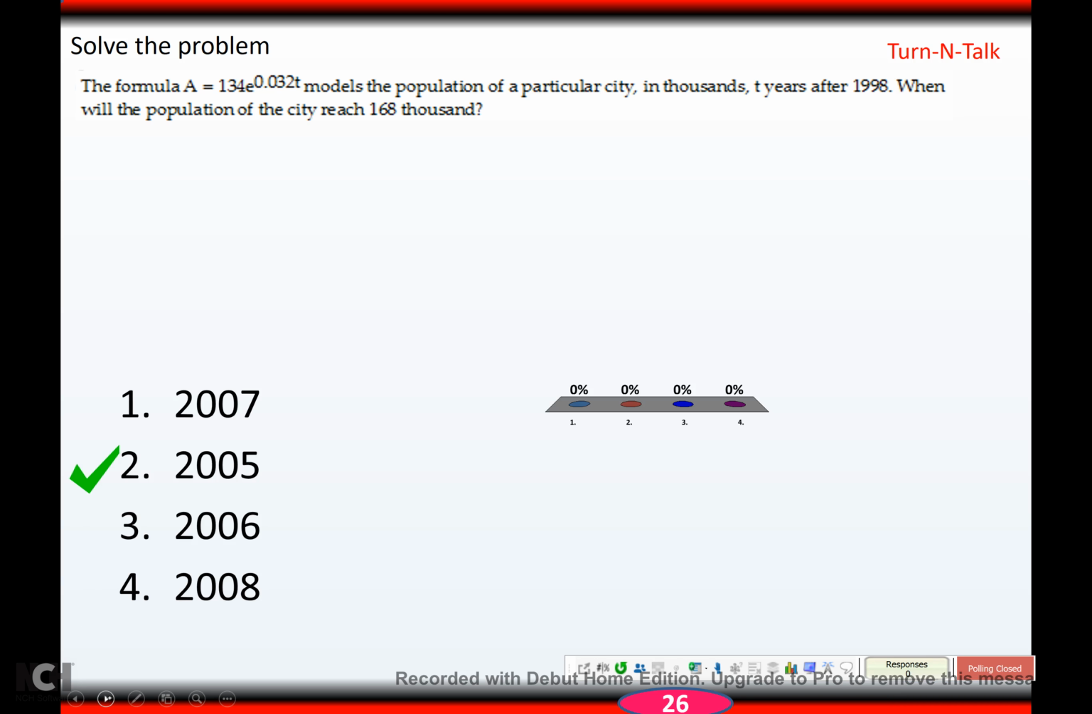And hopefully you got 2005. The formula, A equals 134e to the 0.032t, models the population of a particular city in thousands, t years after 1998. When will the population of the city reach 168,000? They're telling me the final population they want to be 168,000. Right now it's 134,000, and the growth rate would be 0.032 times time.